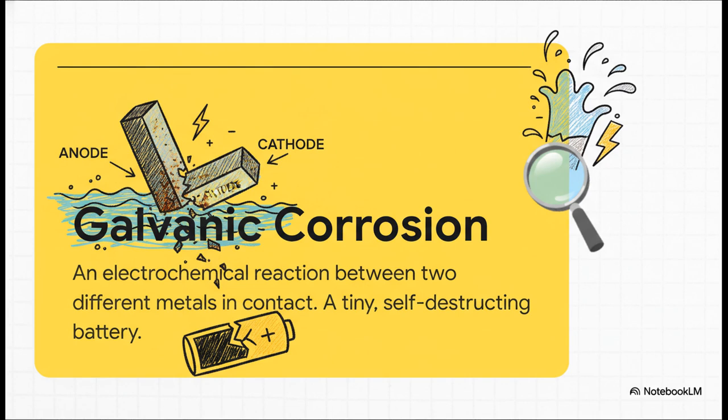And then there's galvanic corrosion. This one's wild. It happens when you put two different kinds of metal together with a little bit of moisture. One metal, the less noble one, basically sacrifices itself to protect the other. It becomes the part that corrodes, and it corrodes fast. It literally creates a tiny, self-destructing battery.